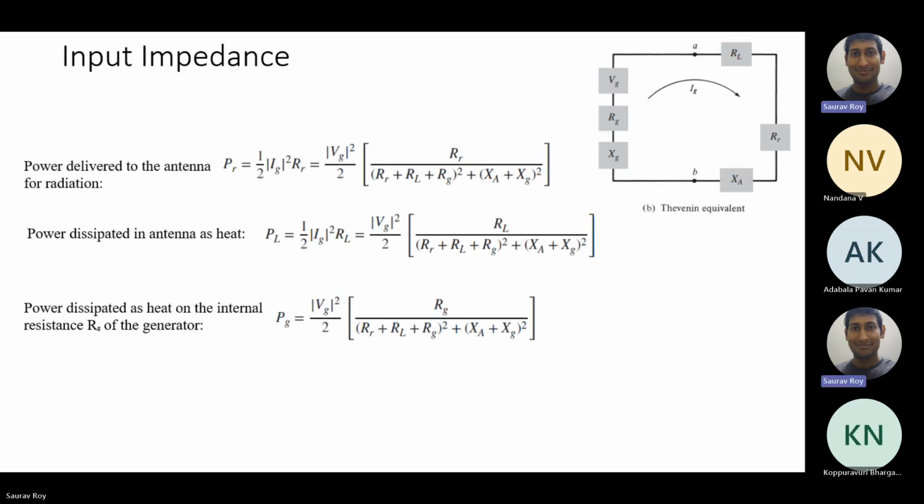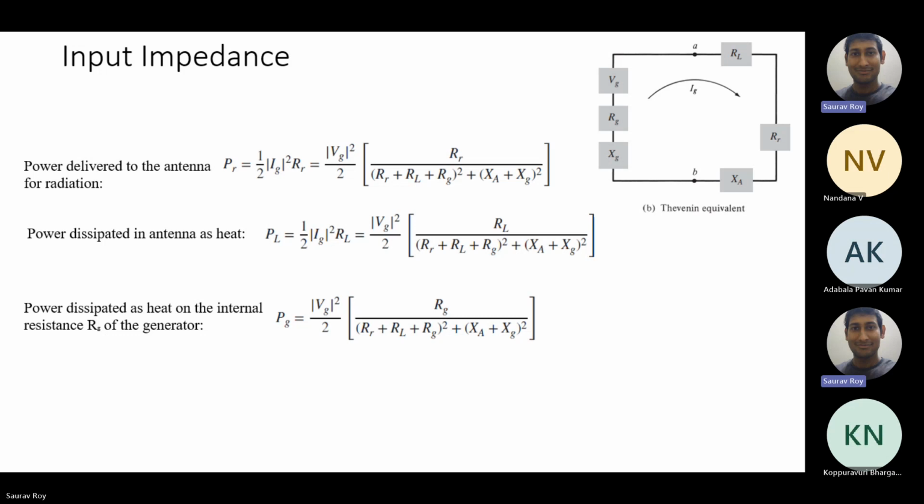Now we do the simple power calculation from the circuit theorem. These are the various powers from the different components of this circuit. The first part is the radiation resistance. It takes the absolute value of Ig squared multiplied by RR, where RR is the radiation resistance. Putting in the formula for Ig from the previous slide gives you the power delivered to the antenna for radiation.